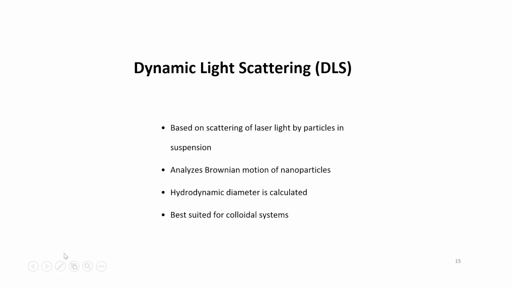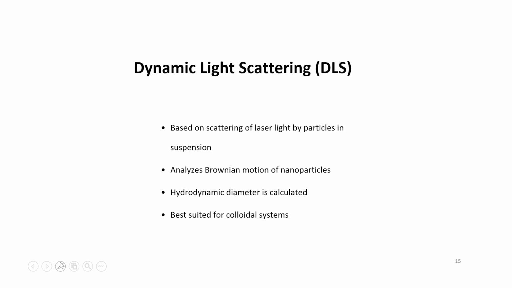Dynamic light scattering, or DLS. So, what is dynamic light scattering? Dynamic light scattering is based on scattering of laser light by particles in suspension. It analyzes the Brownian motion of nanoparticles. When you put nanoparticles in a suspension, they are randomly moving, causing to and fro Brownian motion, which you must have studied, the random motion of particles in a solution. You put a laser light through it and the light will be scattered according to the motion of the particles.